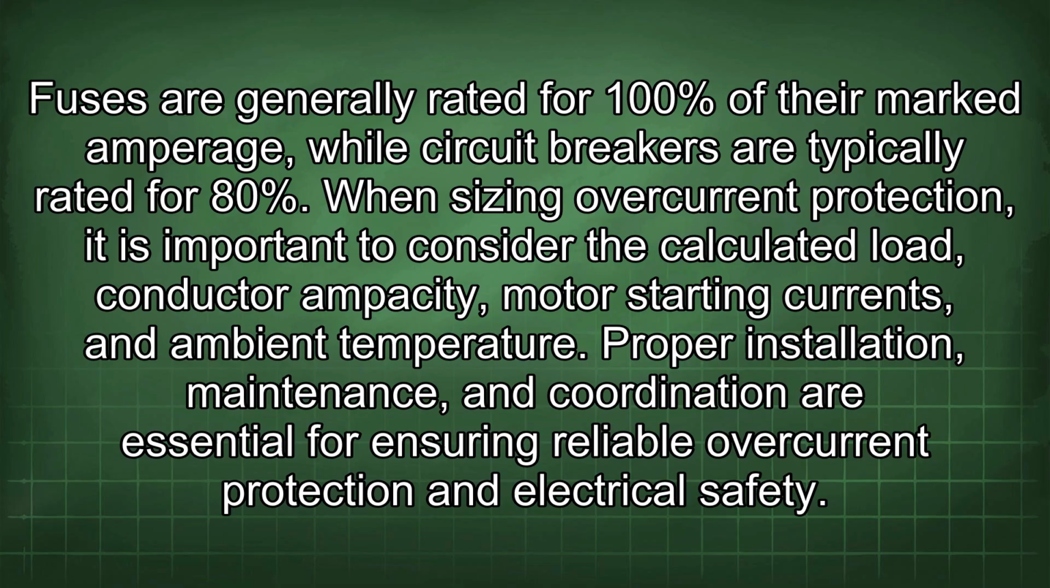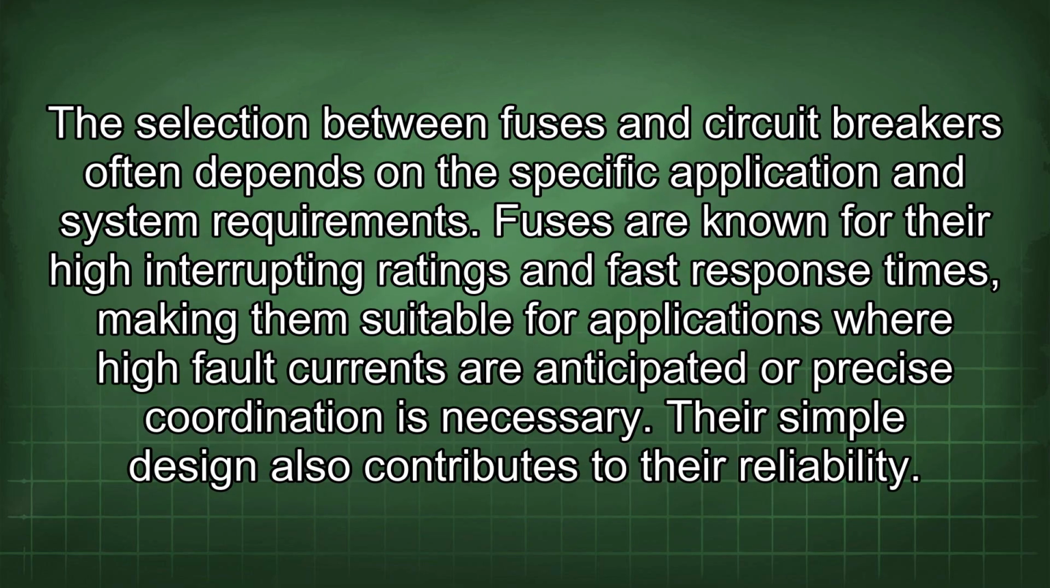Fuses are generally rated for 100% of their marked amperage, while circuit breakers are typically rated for 80%. When sizing overcurrent protection, it is important to consider the calculated load, conductor ampacity, motor starting currents, and ambient temperature. Proper installation, maintenance, and coordination are essential for ensuring reliable overcurrent protection and electrical safety. The selection between fuses and circuit breakers often depends on the specific application and system requirements.